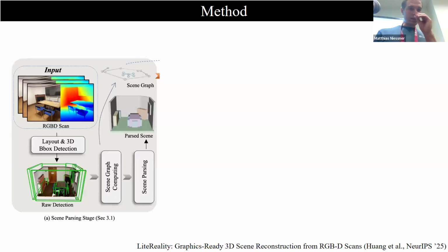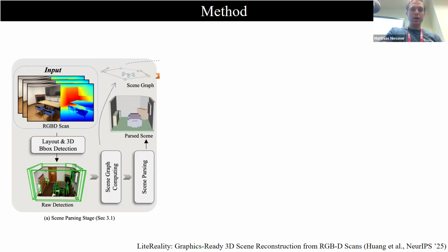Okay, so let's talk about this method. I don't have that much time, I think, but I wanted to give a very brief outline here. So the input here is an RGBD scan. These are LiDAR reconstructions from the iPhone, so it's a handheld commodity device. First thing we're going to do is detect all the 3D bounding boxes, so we know which objects we have to retrieve.